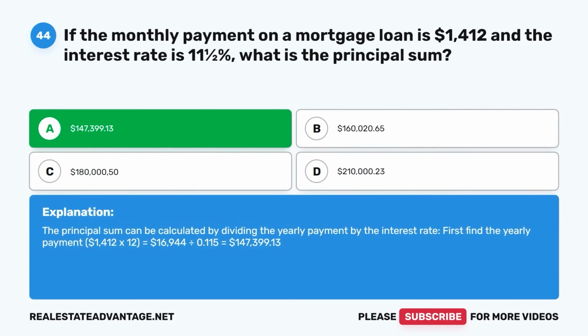$147,399.13. The principal sum can be calculated by dividing the yearly payment by the interest rate. First, find the yearly payment. $1,412 times 12 equals $16,944, divided by 0.115 equals $147,399.13.